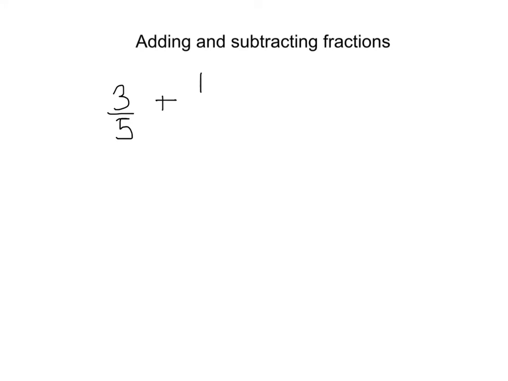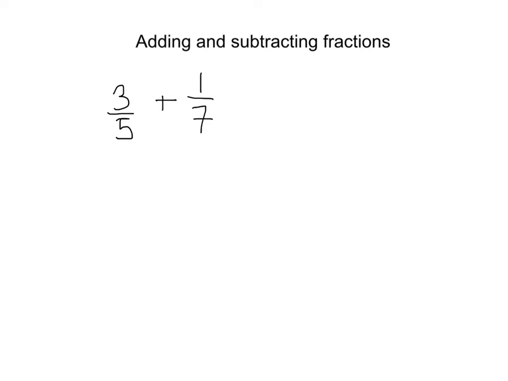plus 1/7. So the first thing you need to look at is what we need to make the denominator, the number on the bottom, the same. So we need to find the lowest common multiple of 5 and 7. Now, if you don't know the lowest common multiple, you can always times them together, and that might give you an answer that you then have to simplify. But sometimes that is the lowest common multiple. So the lowest common multiple of 5 and 7 is 35.